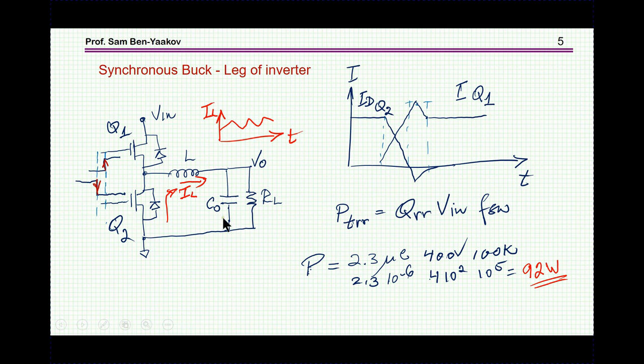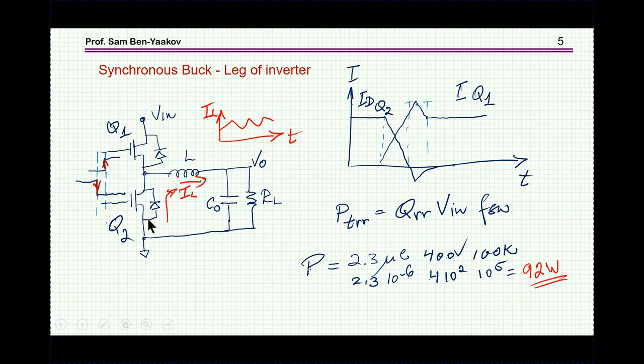Okay, so let's take the case of, say, an inverter which has, say, 400 volt bus voltage, say 100 kilohertz, that's not very high. And now we understand that this Qrr, from the table that we've seen, is 2.3 microcoulomb. So 2.3 times 10 to the minus 6 times 400 times 10 to the 5, it's 92 watts. That's a lot.